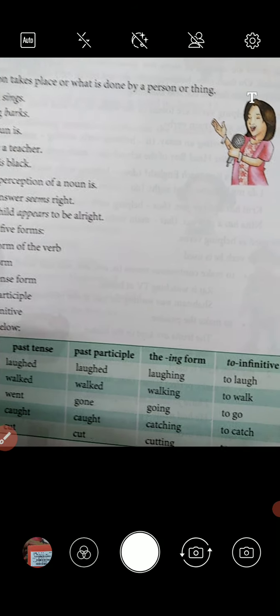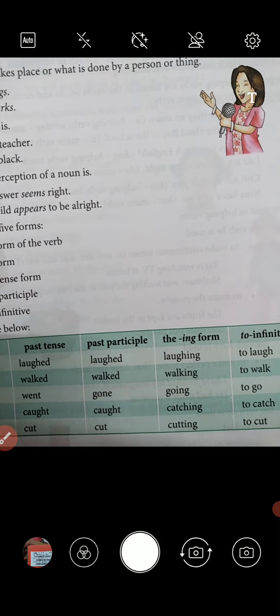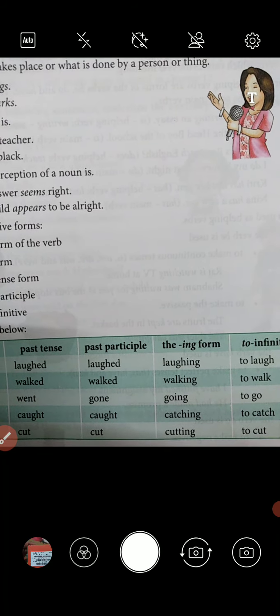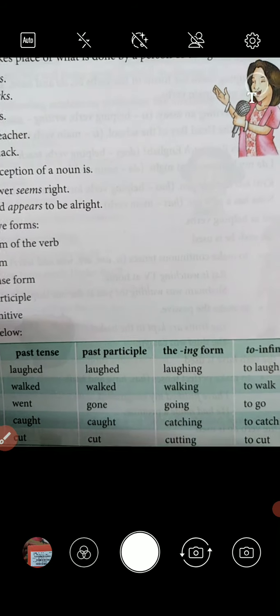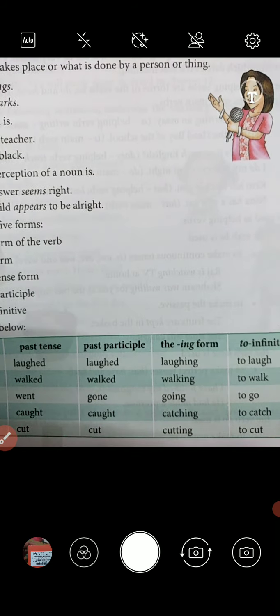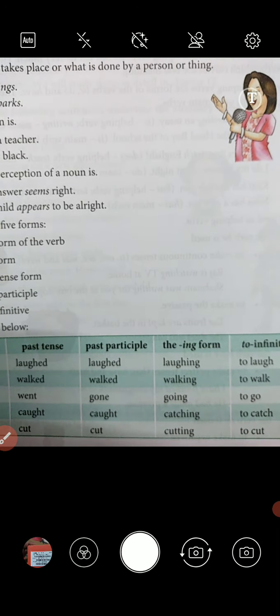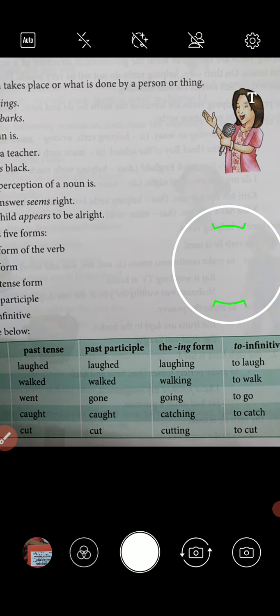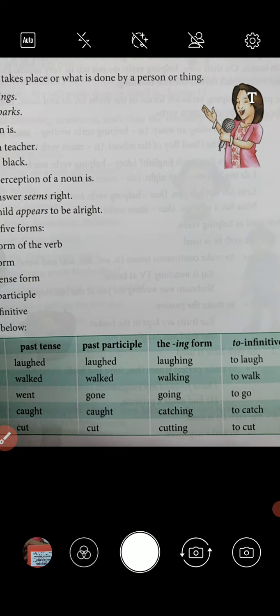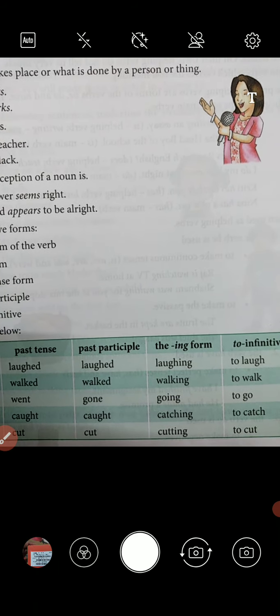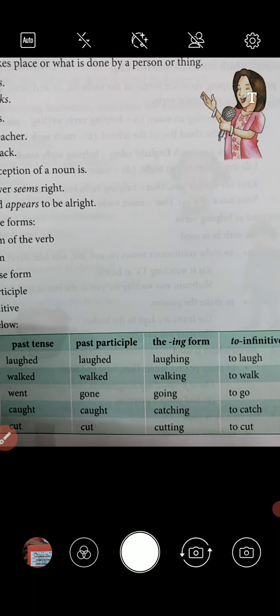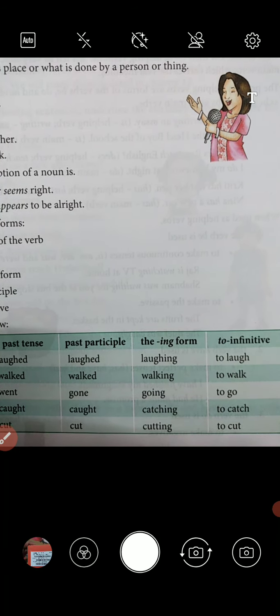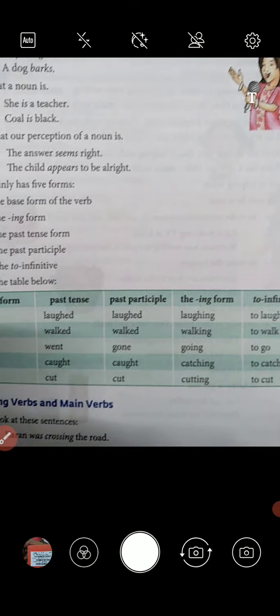Now the ing form, cutting. Cut plus ing. Now look at the word. It has got two T's. Cutting. So we are cutting the cake. We are cutting a tree. Now the infinitive form of the verb is to cut.